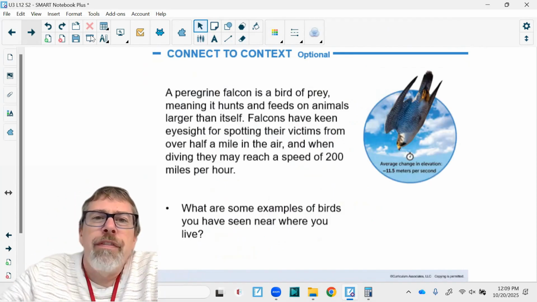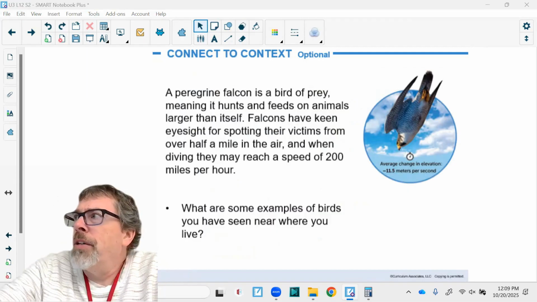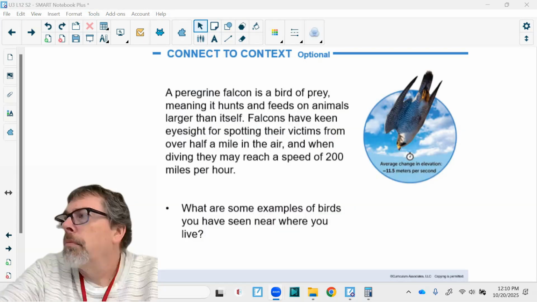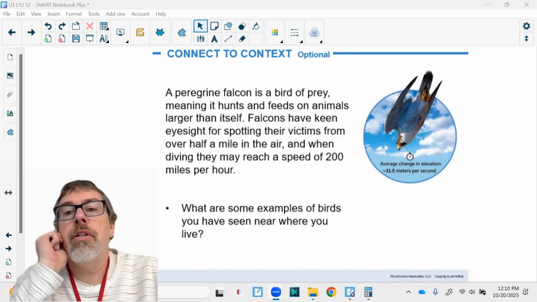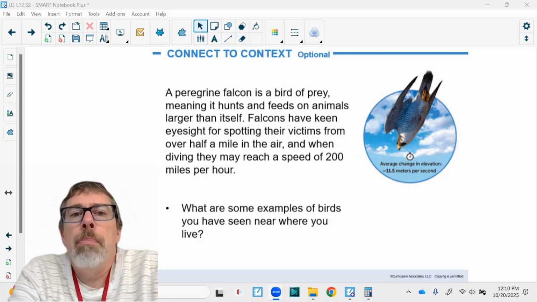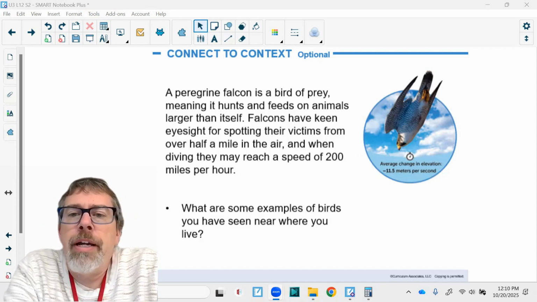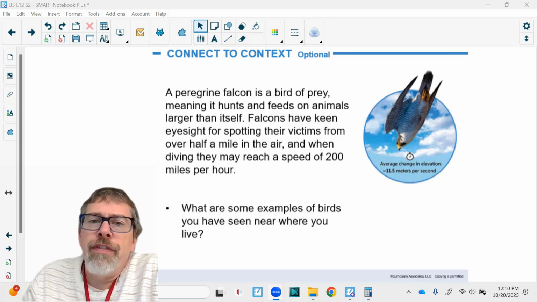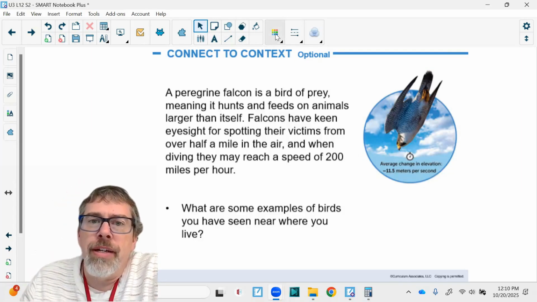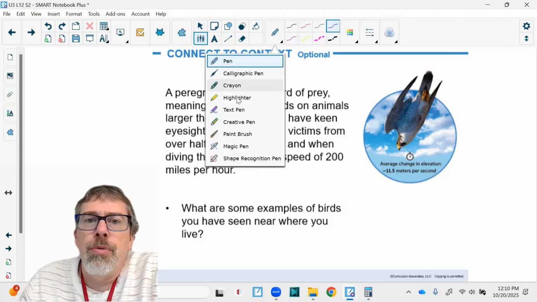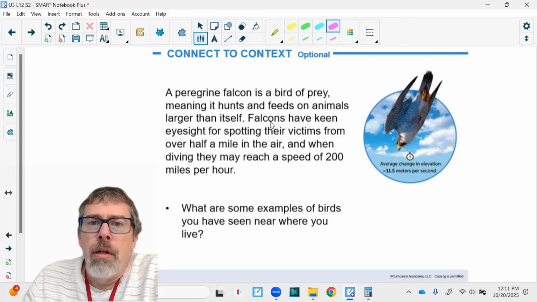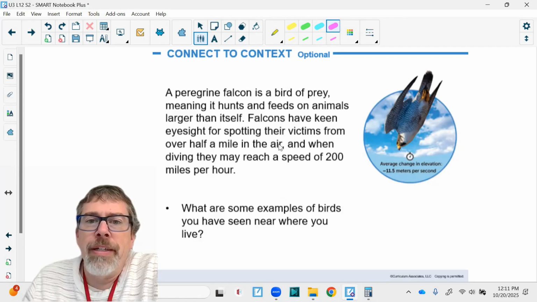A peregrine falcon. I'm not sure if I'm pronouncing that right, and I want to. Yeah, I just looked it up online. A peregrine falcon is a bird of prey, meaning it hunts and feeds on animals larger than itself. Okay, so go big or go home. Falcons have keen eyesight for spotting their victims from over a half a mile in the air. And when diving, they may reach a speed of 200 miles per hour.